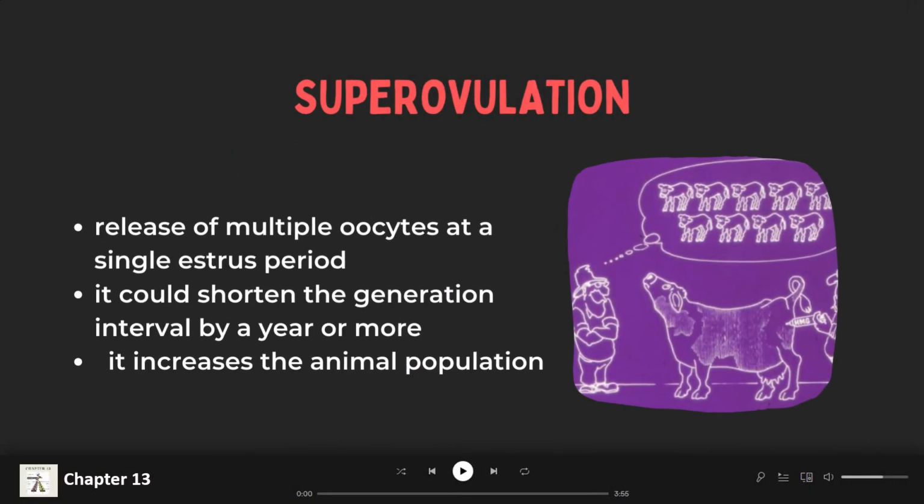Before we move to our next topic, let's know what superovulation is. As shown in this picture here, when we say superovulation, this refers to the release of many oocytes during a single estrus period through a treatment of a female with gonadotropins. The application of superovulation is not only limited to animals, but is also used in humans.